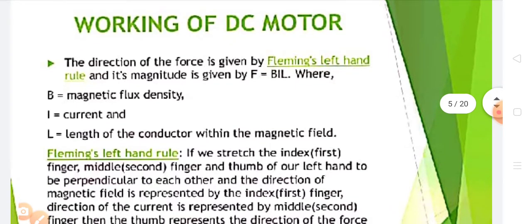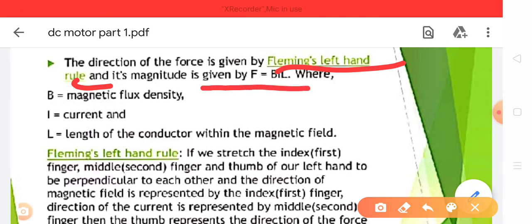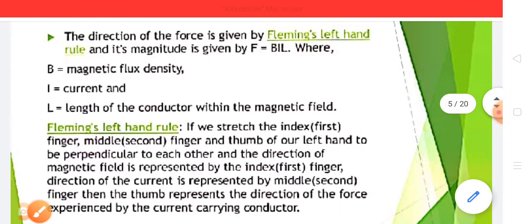So next you can see the working principle of the DC motor. According to Faraday's law of electromagnetic induction, you get a force. The direction of the force can be represented by using Fleming's left hand rule. Based upon Fleming's left hand rule, you can decide the direction of the force, and the magnitude of this force is F equals BIL. Here B represents the magnetic flux density, I represents the current and L represents the length of the conductor within the magnetic field.